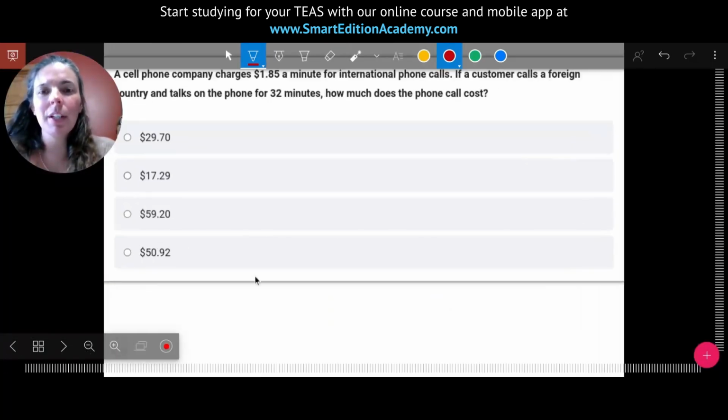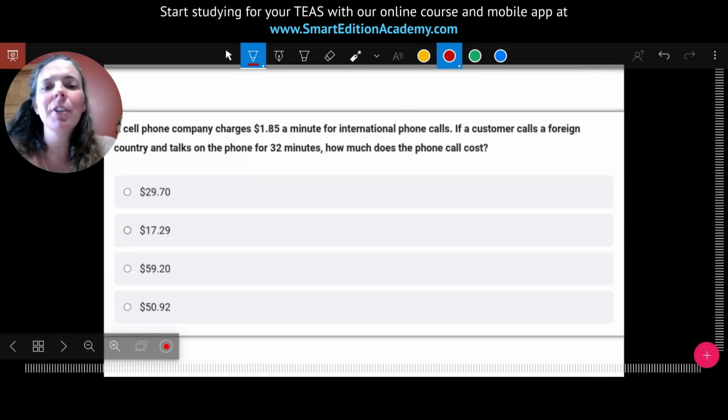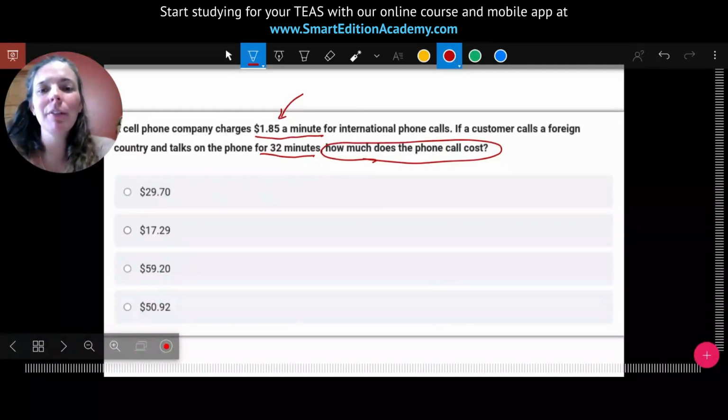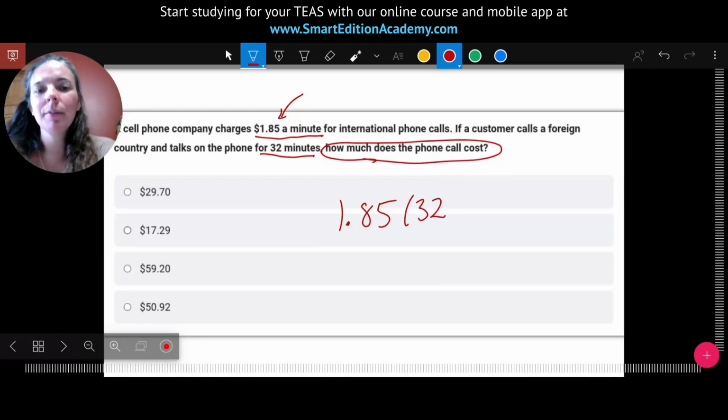A cell phone company charges $1.85 a minute for international phone calls. If a customer calls a foreign country and talks on the phone for 32 minutes, how much does the phone call cost? So we are charged $1.85 a minute and they talk on the phone for 32 minutes. How much does the phone call cost? Well, right here, this is telling me that I'm going to need to multiply $1.85 a minute times the 32 minutes. Should give me my total.